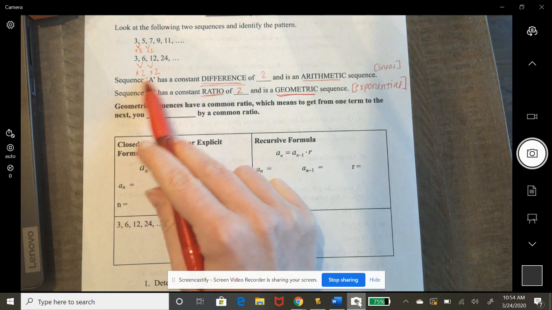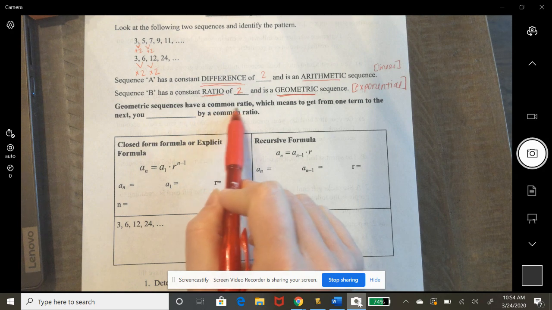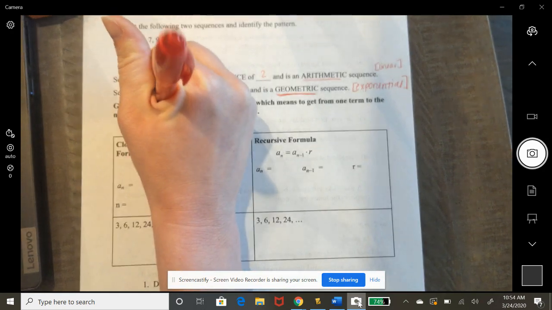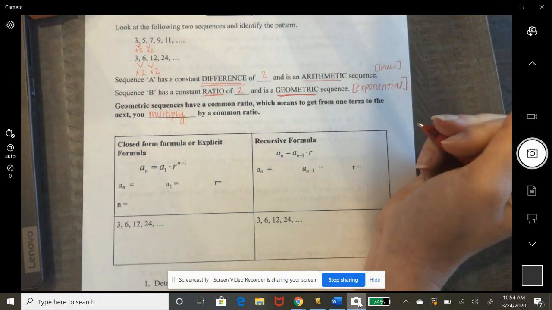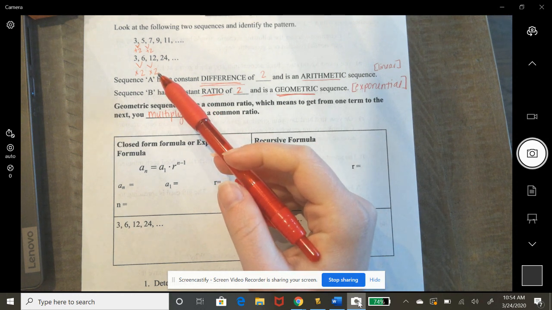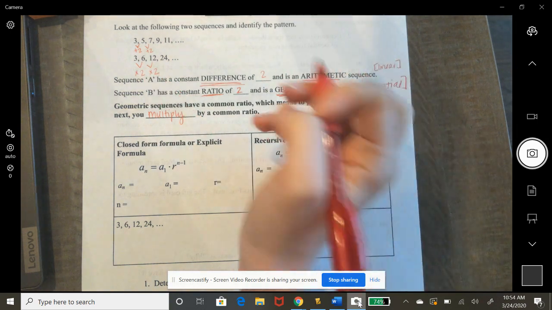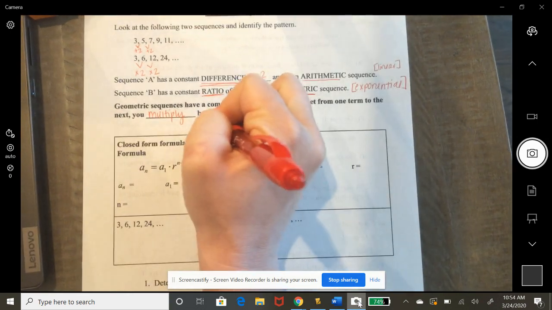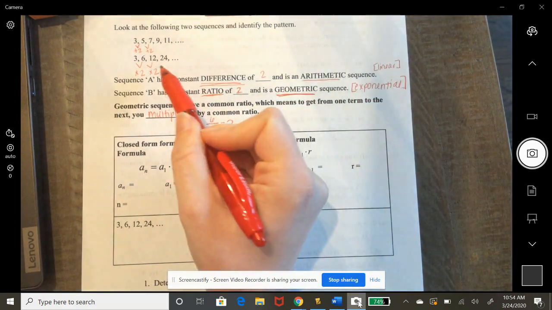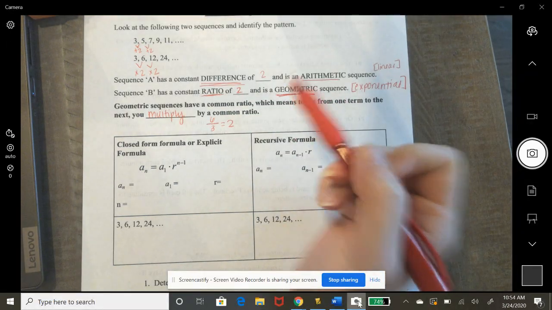Okay, so if you're multiplying by something, that's called your ratio. So geometric sequences have a common ratio, which means to get from one term to the next, you multiply by a common ratio. Now, sometimes they'll be real easy to see, sometimes it may not. So if you don't see the common ratio, you can always go backwards and divide. So like if I did 6 divided by 3, that gives me 2. That tells you what your common ratio is. Or 12 divided by 6. Okay, that also gives you 2, so that's your common ratio.